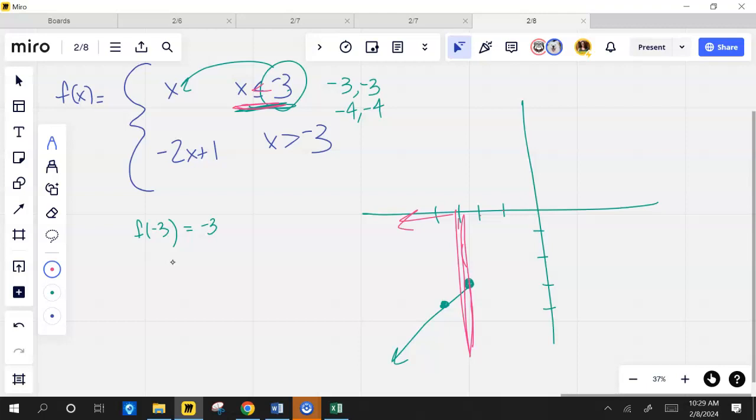How about the second equation? What am I going to plug in? -3. When I plug in -3, what do I get back out? -2 times -3 plus 1, which is 7. So I've got -3, 7. Open or closed? This time it's open because there's no line under, right?